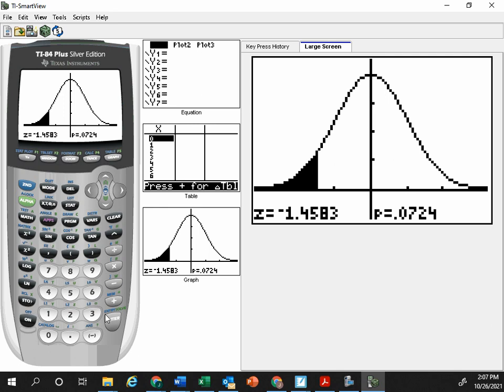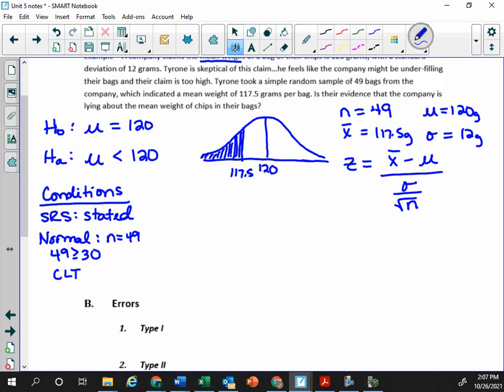You're going to want to jot down both of these numbers from your calculator. The z right there is your z-score, if you had plugged those numbers into your fraction. And the p is the p-value. That is the shaded area under the curve there. So we need both of those numbers. I'm going to say z equals negative 1.458. Is that right? Okay. And then the p-value was 0.072.